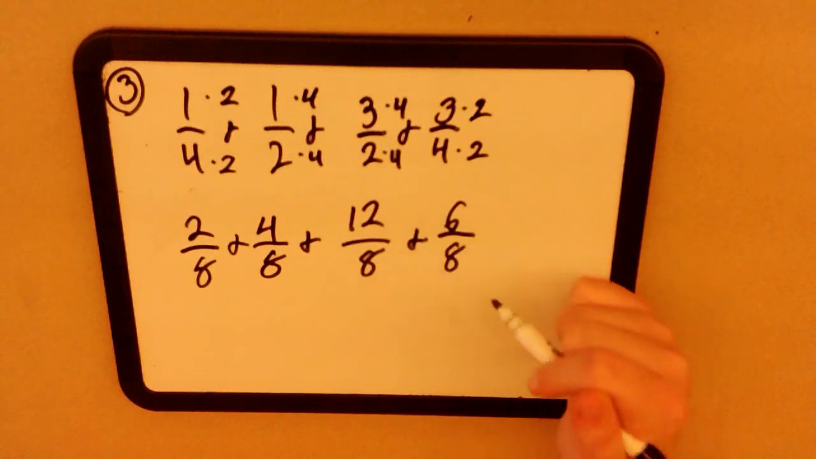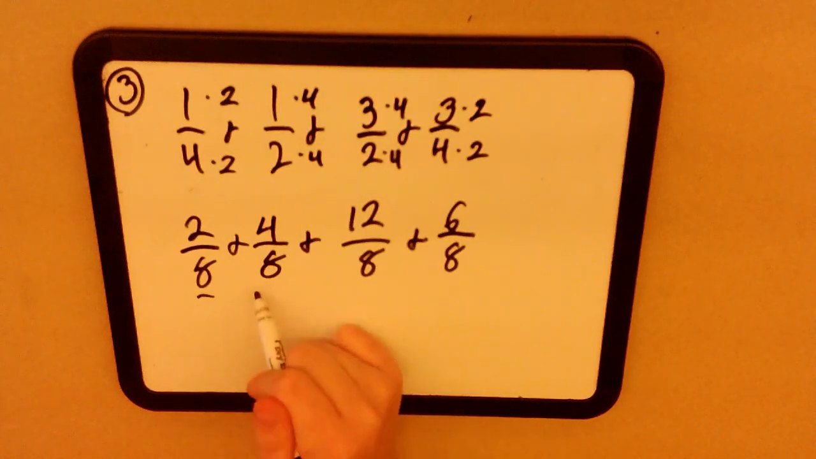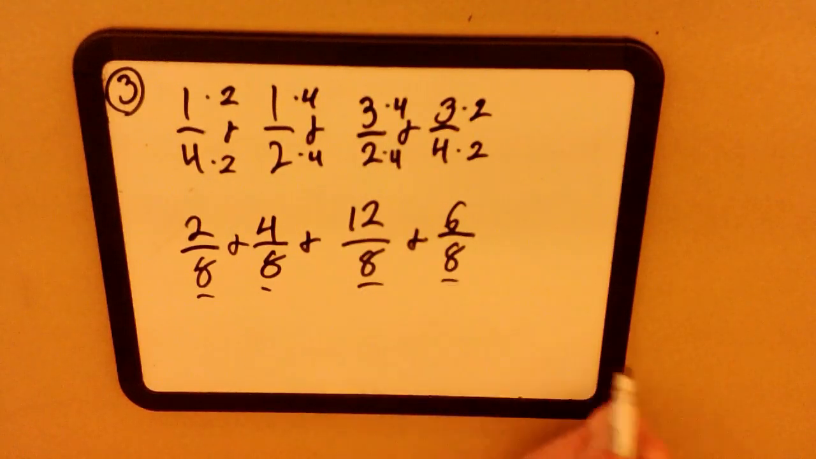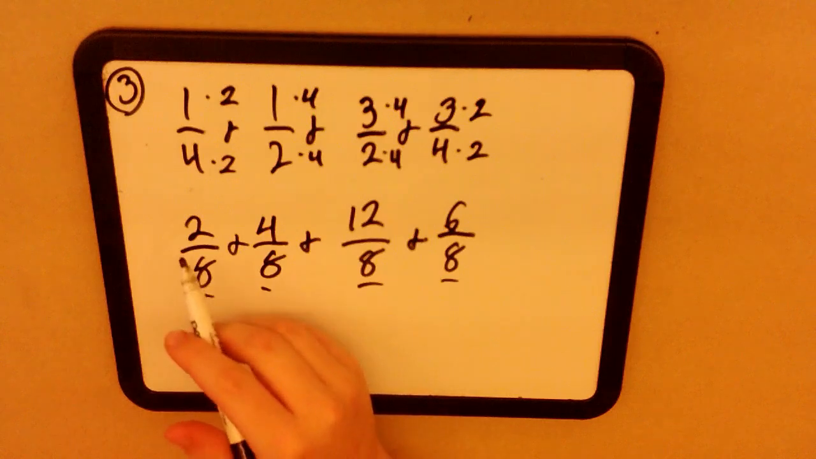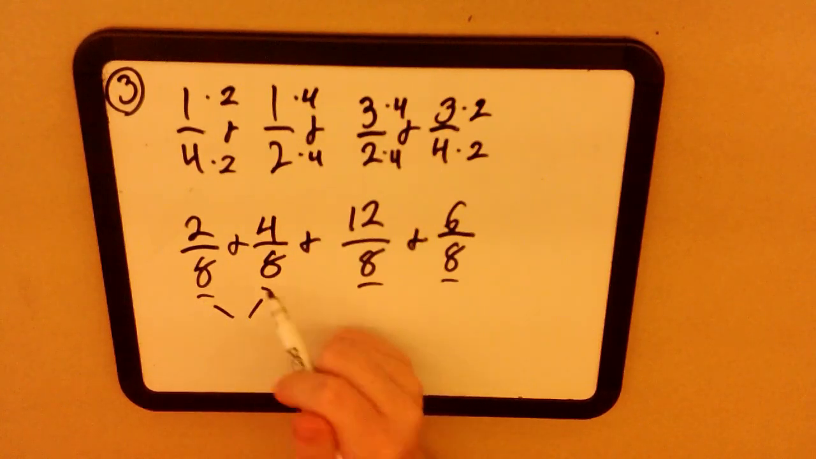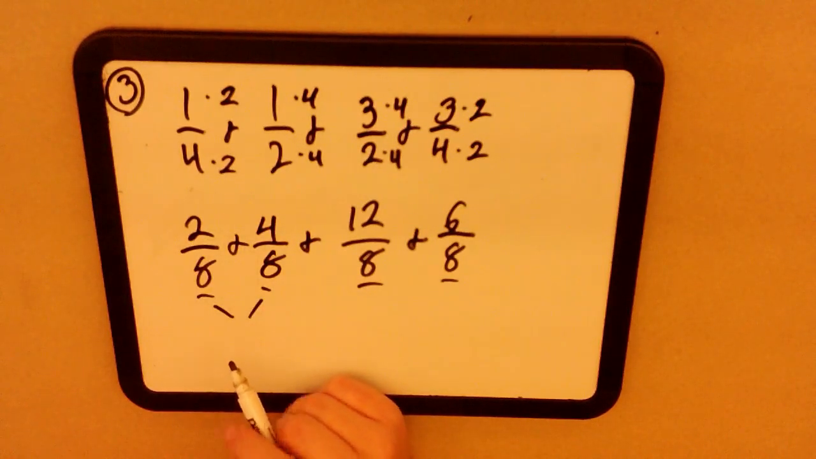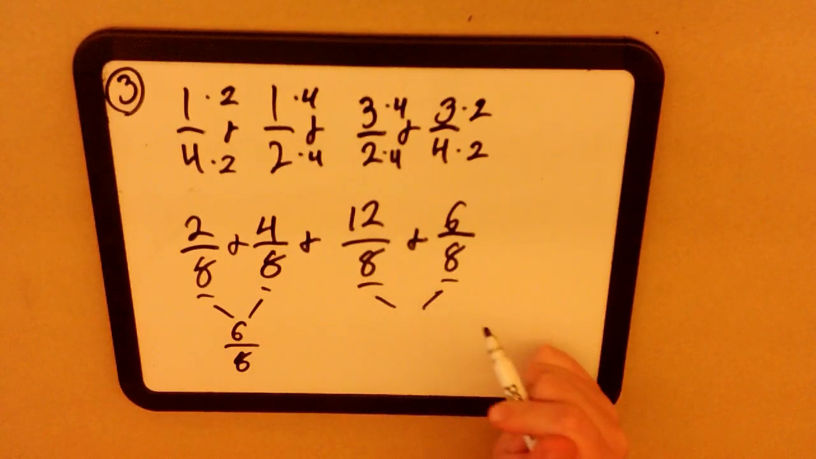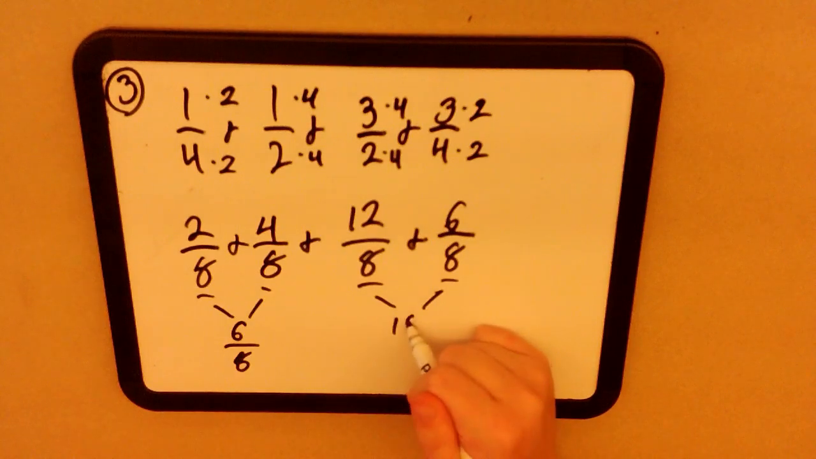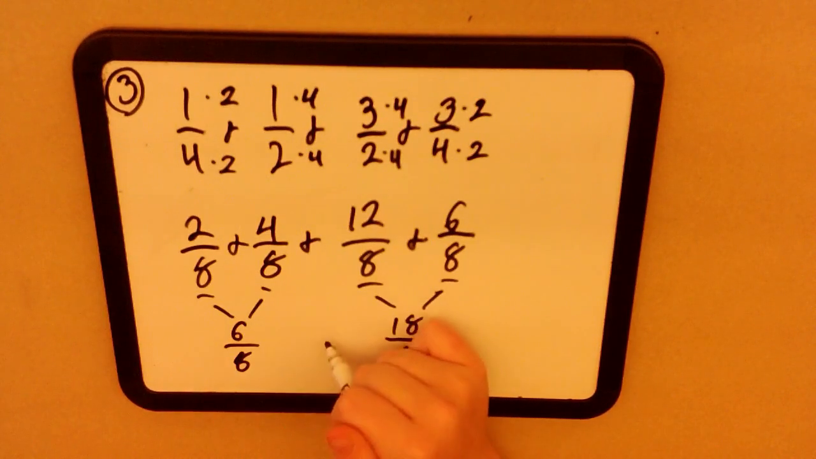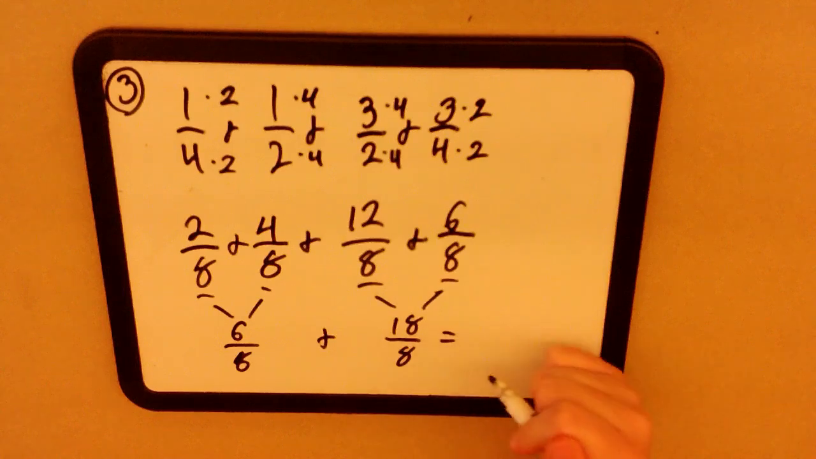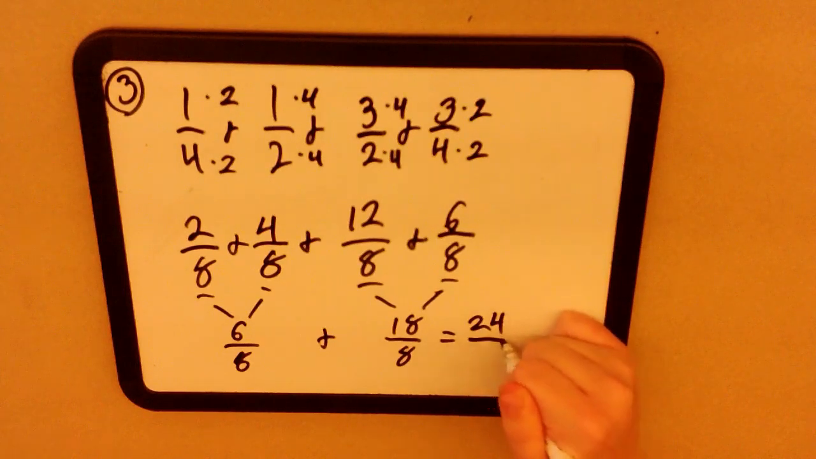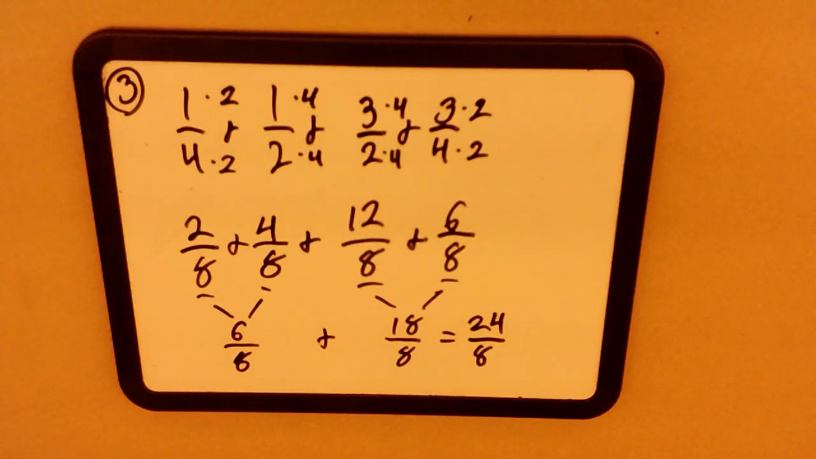And then you can now see that they all have the same denominator, so it makes it easier to add. And so we're going to add 2/8 and 4/8 together, which is going to equal 6/8. And we're going to add 12/8 and 6/8 together, and that's going to equal 18/8. And then we'll add those two numbers together, and it's going to equal 24/8. Or if we divide that, that's going to be 3 tablets in total.